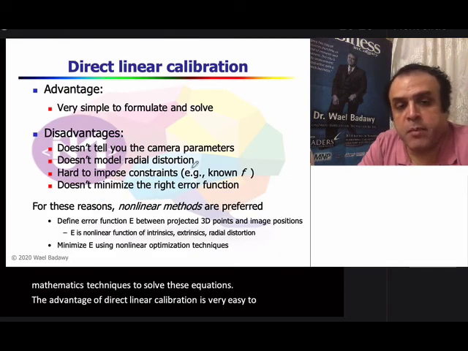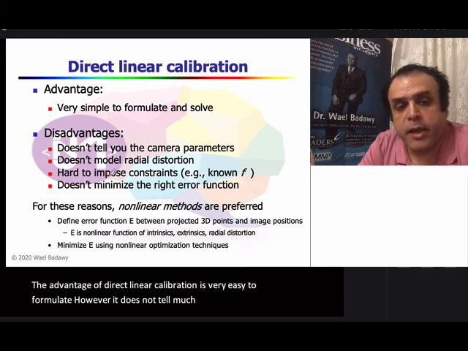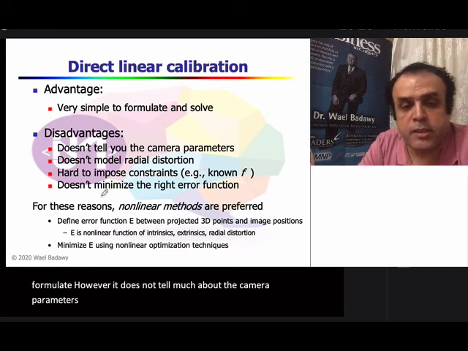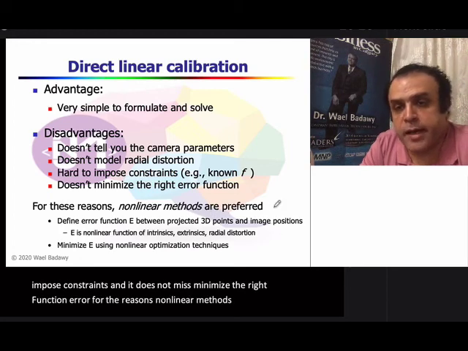The advantage of direct linear calibration is that it is very easy to formulate. However, it does not tell much about the camera parameters. It doesn't model the camera distortion. It's hard to impose constraints, and it does not minimize the right function error. For these reasons, nonlinear methods are preferred. However, it's kind of difficult.